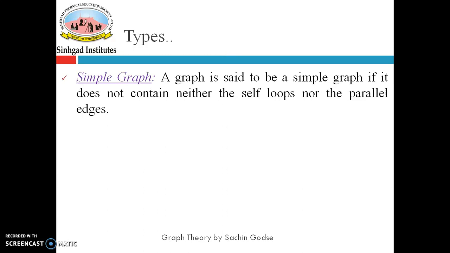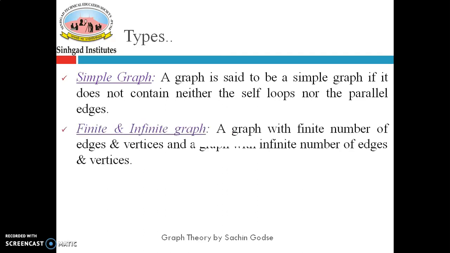Next type of graph is simple graph. A graph is called a simple graph if it does not contain any self loop or parallel edges. So in the definition you can see that a graph is said to be a simple graph if it contains neither self loops nor parallel edges.